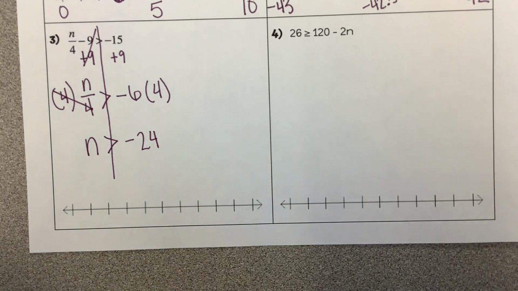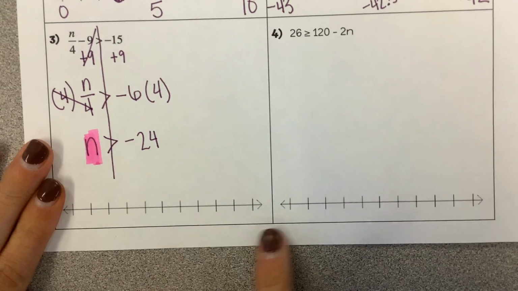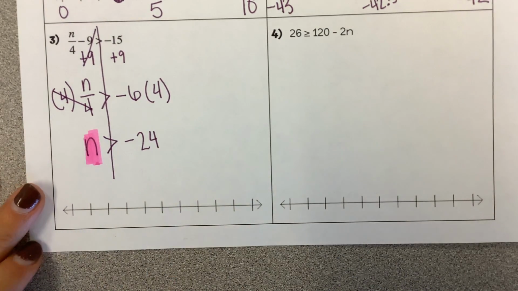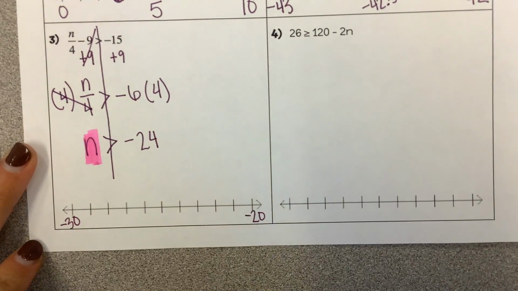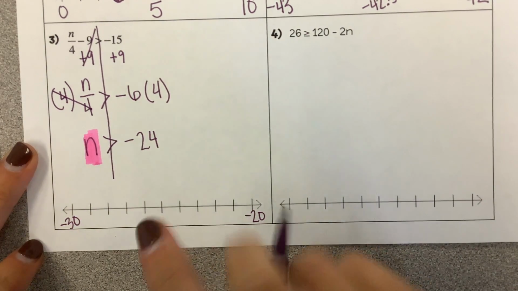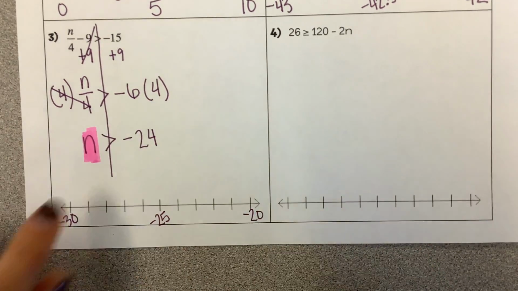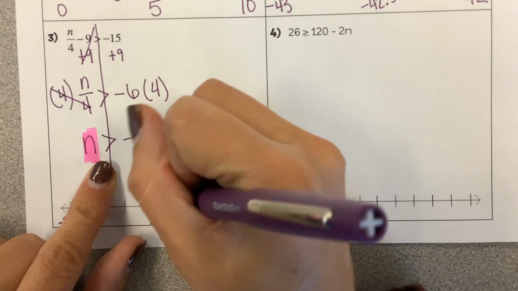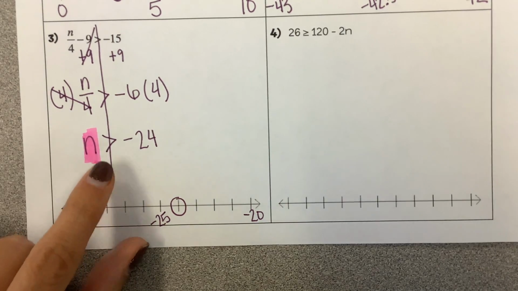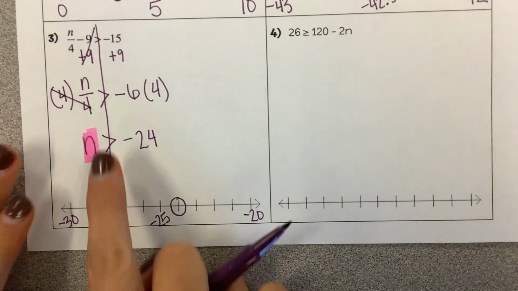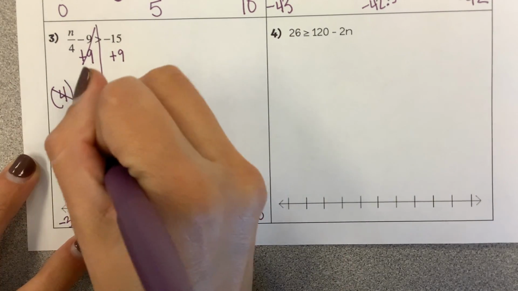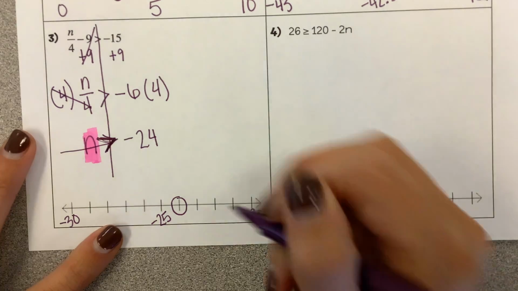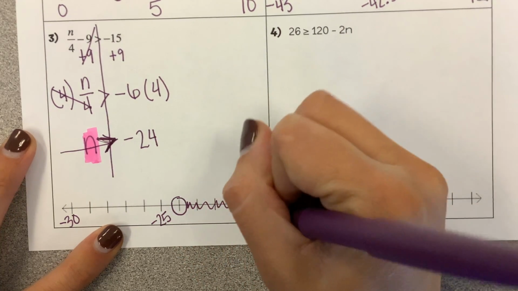Our variable's already on the left, so that's going to make it easy for graphing. I'm going to find a range of 10 that negative 24 fits between. It fits between negative 20 and negative 30. So 1, 2, 3, 4, negative 25. So 24 would be right here. There is no equal to part, so it stays an open circle. And since our variable's on the left, our inequality sign looks like an arrow pointing in the direction we need to shade, which is to the right.